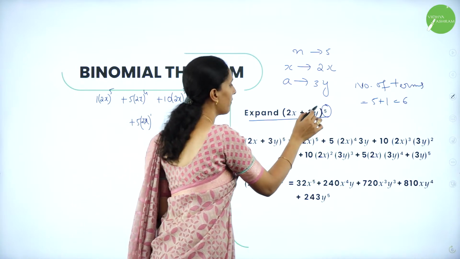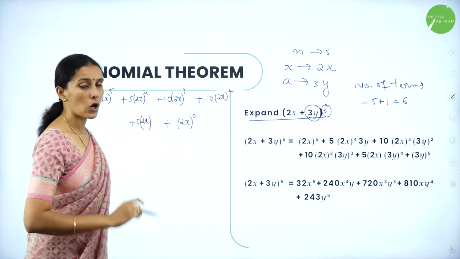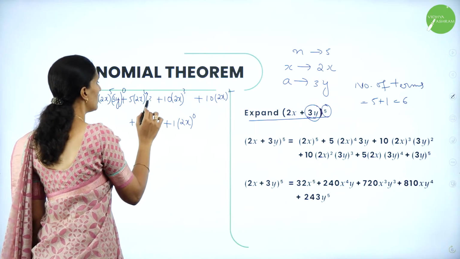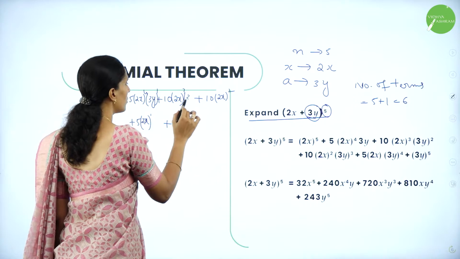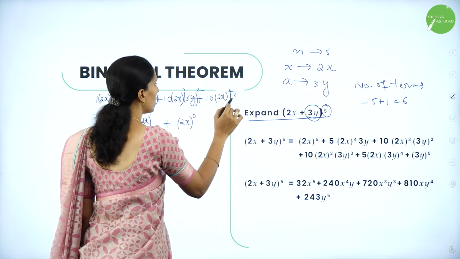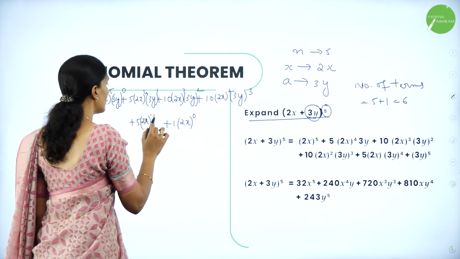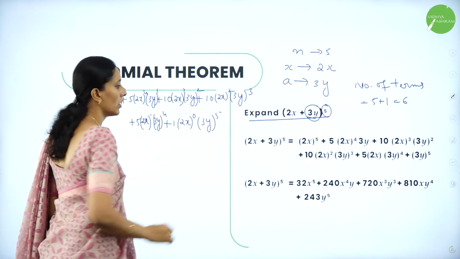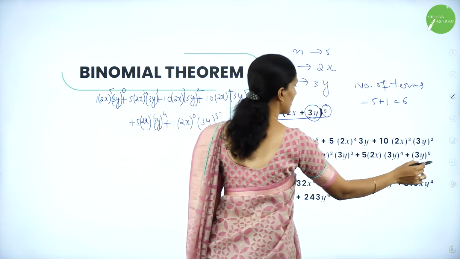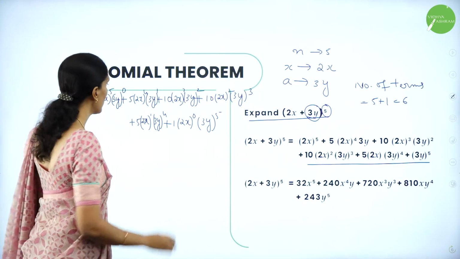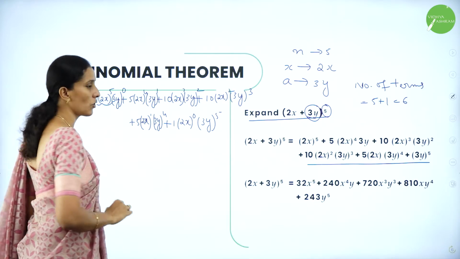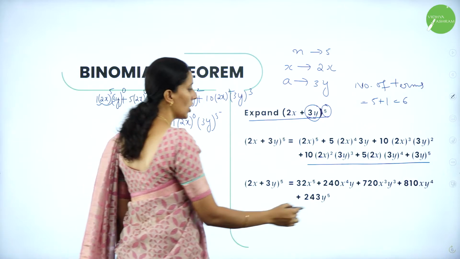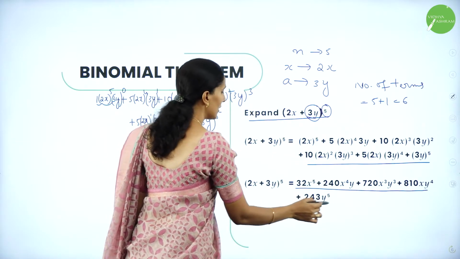Next, write the value of a in the increasing order of its power. So that is (3y) whole power 0, (3y) power 1, (3y) power 2, (3y) power 3, (3y) power 4, (3y) power 5. So this is what I get. After multiplying the values of the constants and writing the powers of x as well as y, you will get the answer like this.